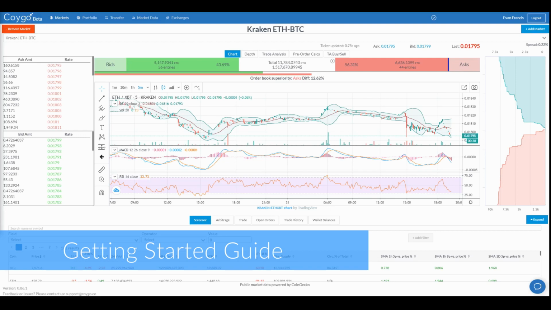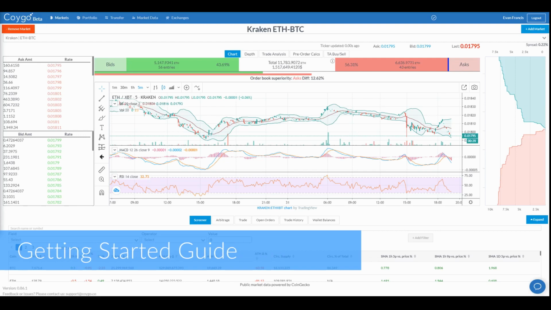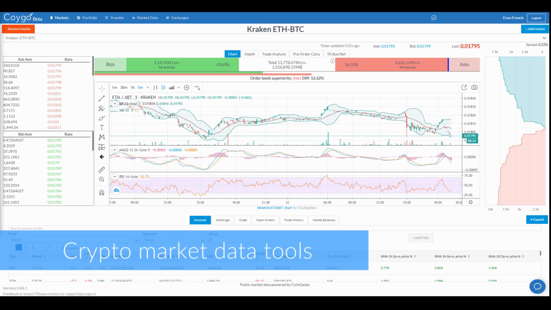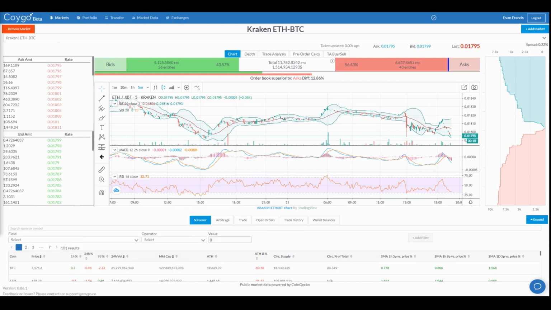Please note that Coygo is currently in beta as of publishing this video, so some screens and experiences may be subject to change. In this video, we'll be going over the various market data tools that Coygo provides for reading and analyzing cryptocurrency exchange order books, trade data, arbitrage spreads, and more to stay a step ahead of the competition and make informed decisions while trading.